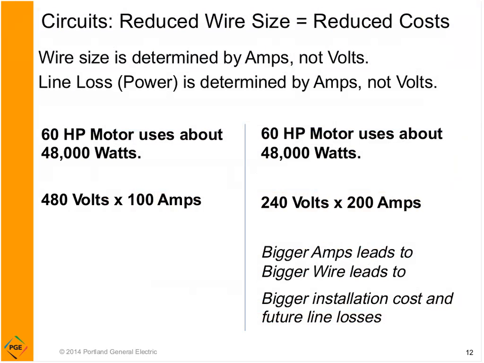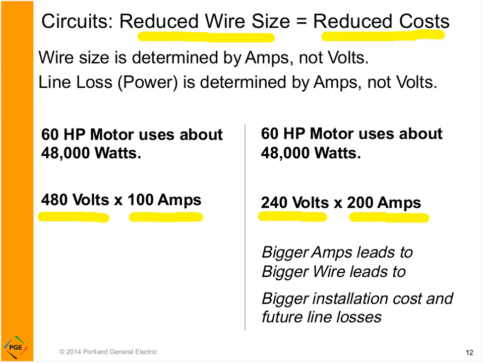So let's talk about circuits, especially the wire size. If you reduce the wire size, you can reduce the costs. In this example, a customer has a choice of buying a 60 horsepower motor that is rated at 480 volts, or a 60 horsepower motor that is rated at 240 volts. From our formula of volts times amps equals watts, they are both 48,000 watts, but one uses 100 amps while the other one takes 200. Both produce the same 60 horsepower.